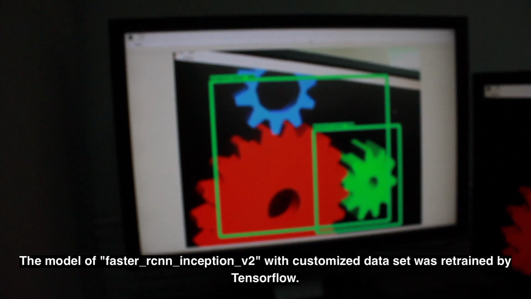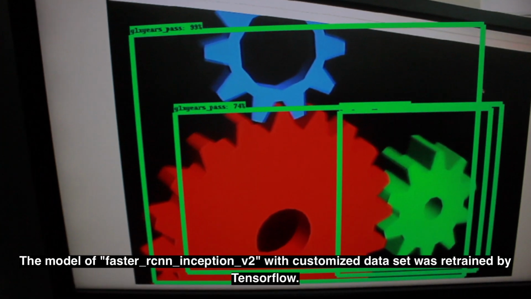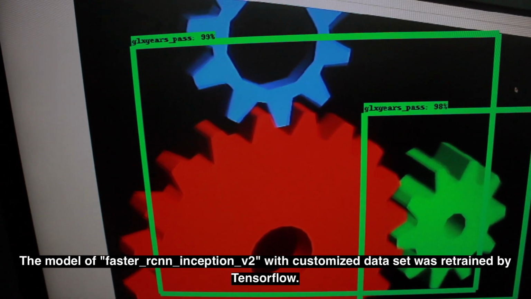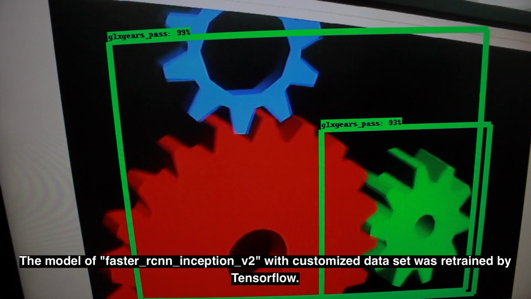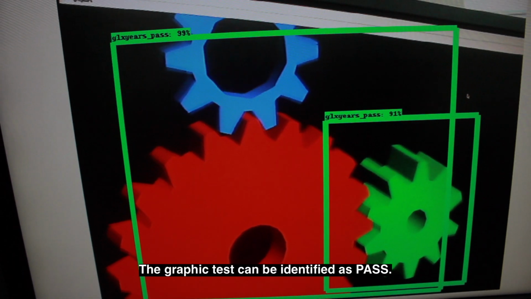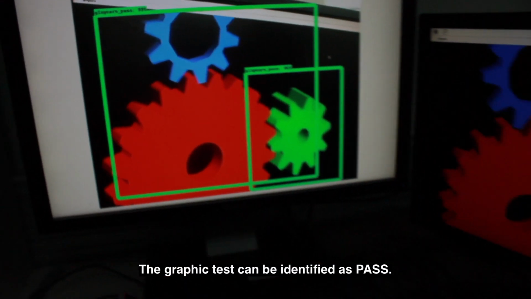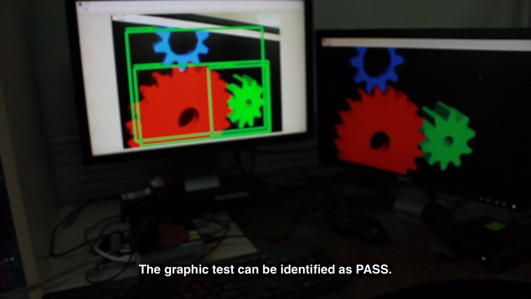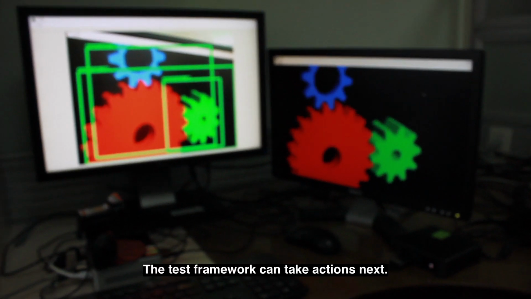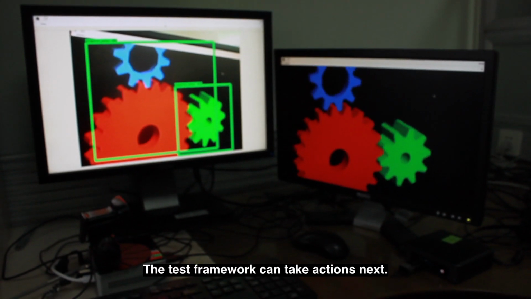The model of Faster R-CNN Inception v2 with customized dataset was retrained by TensorFlow. The graphic test can be identified as pass. The test framework can take actions next.